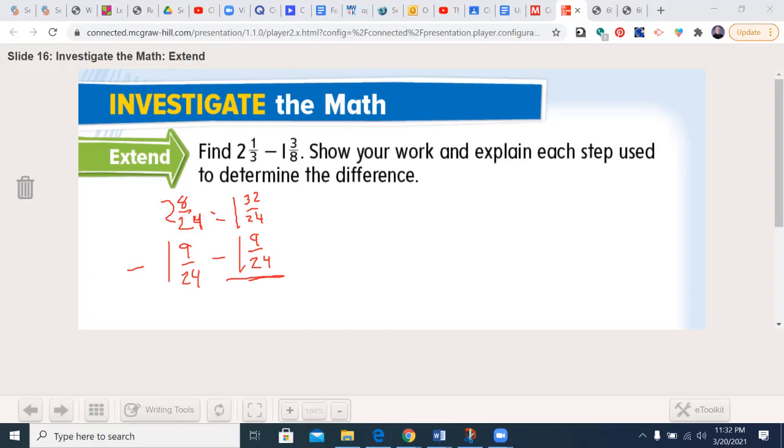32 minus 9 is going to be 23. And it's over 24 still because we don't subtract the denominator. 1 minus 1 is 0. So you could write 0 or you could leave it blank. So our final answer is 23 over 24.